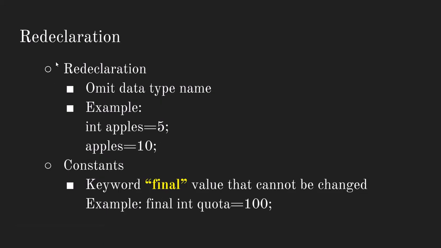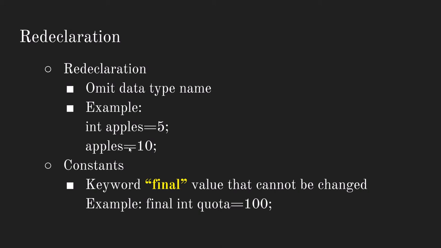Let's move on to redeclaration. Redeclaration is pretty straightforward. To redeclare a data type's value, you just simply omit the data type name. So in this example, int apples equals 5. To redeclare apples, you just get rid of the int, and then apples equals whatever value you want.